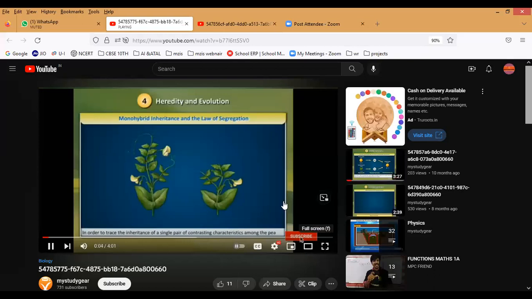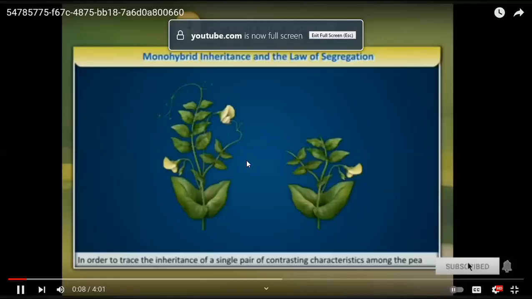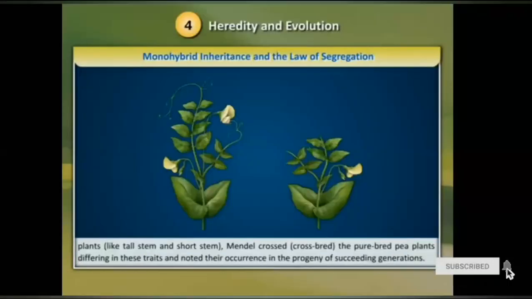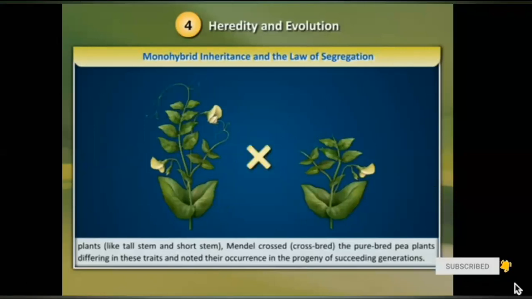The inheritance of a single pair of contrasting characteristics among the pea plants, like tall stem and short stem. Mendel crossbred the purebred pea plants, differing in these traits, and noted their occurrence in the progeny of succeeding generations.